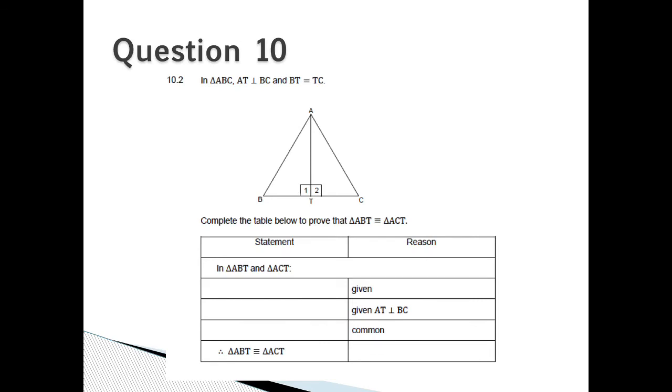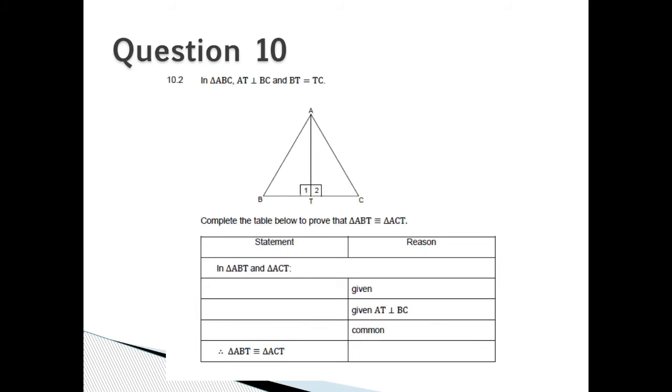In triangle ABC, AT is perpendicular to BC and BT is equal to TC. Complete the table below to prove that triangle ABT is congruent to triangle ACT. The statement in triangle ABT and triangle ACT, what is given?